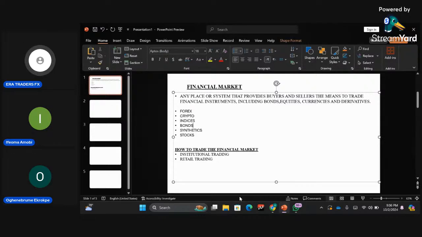So you want to be trading various currencies, your various currency pairs, like GBP/USD, EUR/USD, and so on. There are many. The financial market can be broken down into six. You hear about the forex market, the crypto market, the indices market, the bonds market, the synthetics market, which is where we'll be trading and doing our analysis, and then the stocks market.